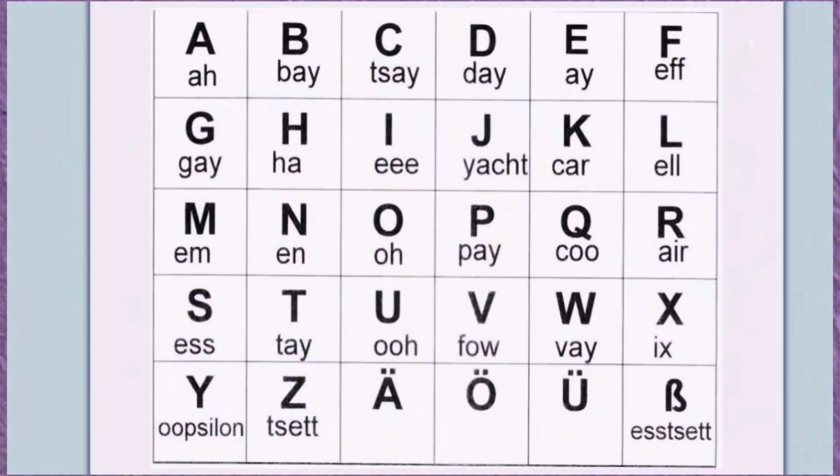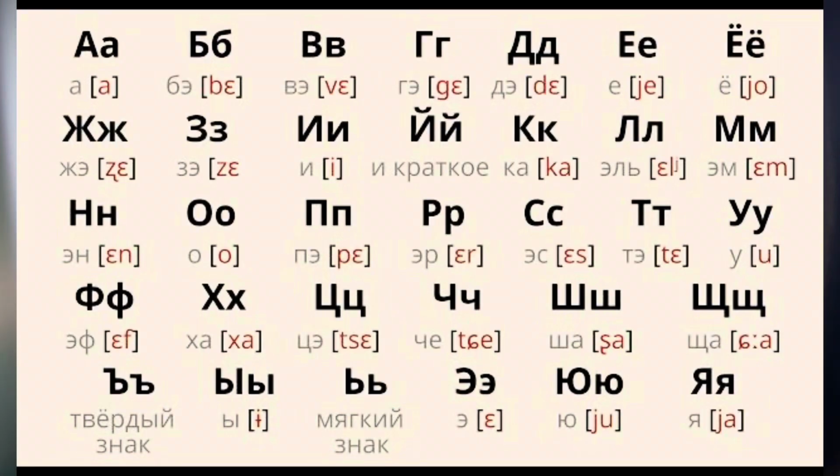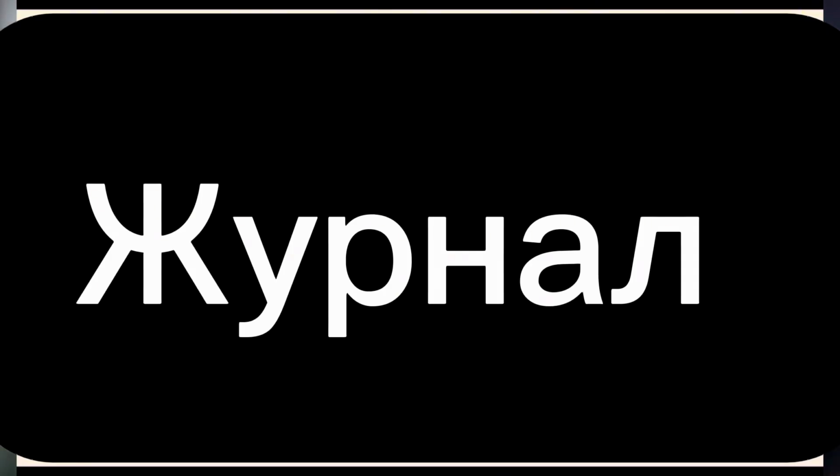Number 1, the alphabets are totally different. German uses alphabets that are very similar to English, while Russian uses Cyrillic alphabets. The way they are written is different from the way alphabets are written in English. And they also have sounds that don't exist in English. Just like when you say journal.